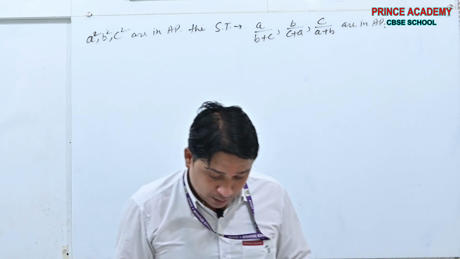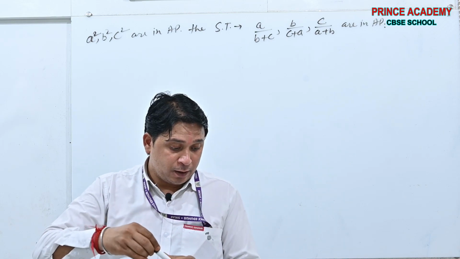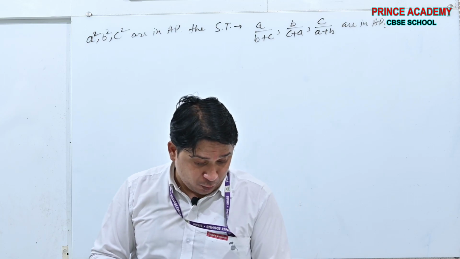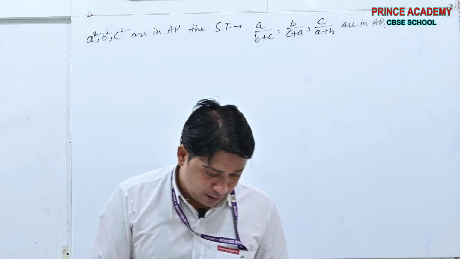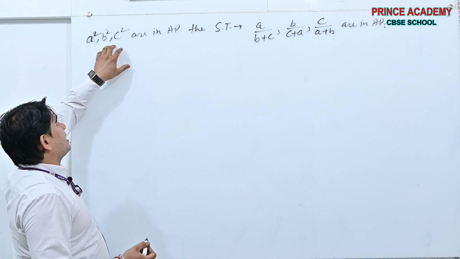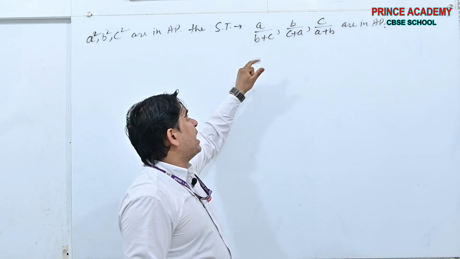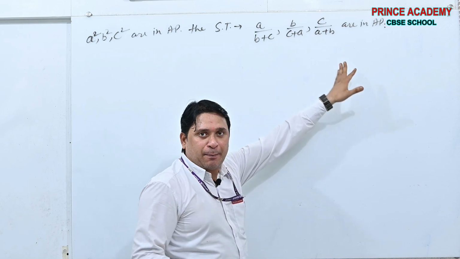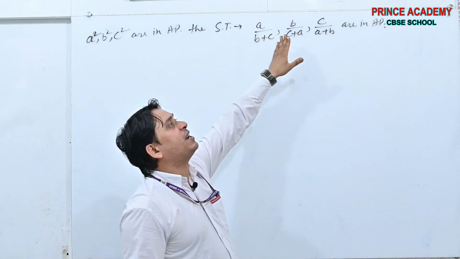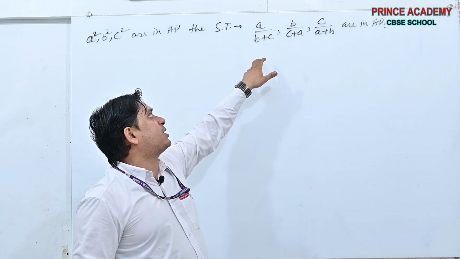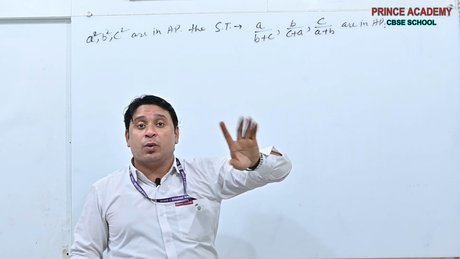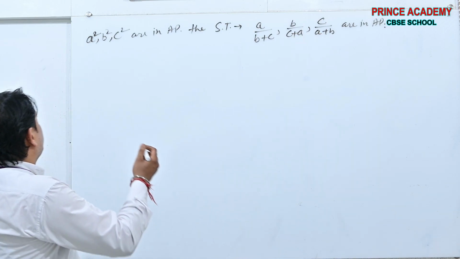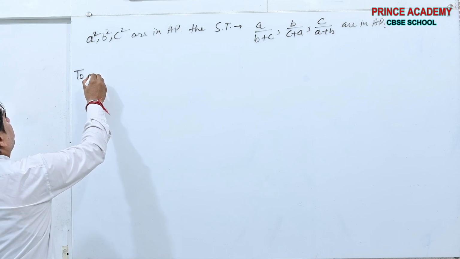Now see it. Now everyone pay attention. What is the question? These three are in AP. Then we have to show that these are in AP. See beta, if we have to prove these are in AP, this minus this should be equal to this minus this. Yes or no? Okay. What we have to prove?